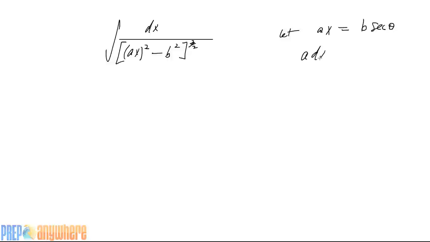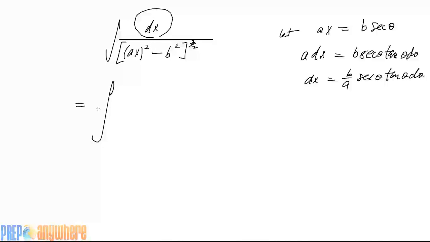You get a dx, right, and you get b secant of theta tangent of theta. So that means dx is b over a secant of theta tangent of theta d theta. So I'm going to replace that with b over a, which I'm going to put at the front. The rest I'm going to put on top: secant of theta tangent theta d theta.